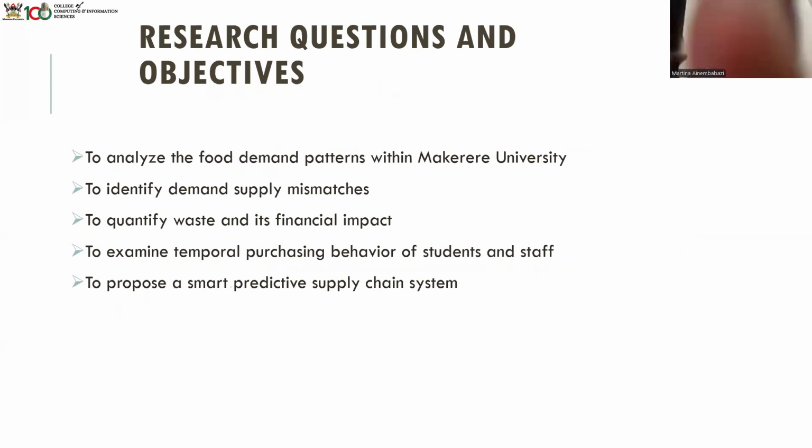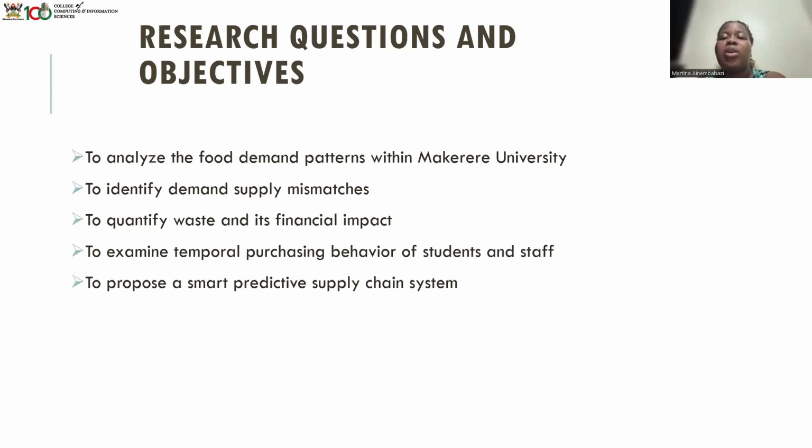Our main objectives for this system, we have so many, but the main one is to analyze the food demand patterns within Makerere University. We also have to identify the demand supply mismatches. We have to quantify waste and its financial impact, examine temporal purchasing behavior of students and staff, and propose a smart predictive supply chain system.